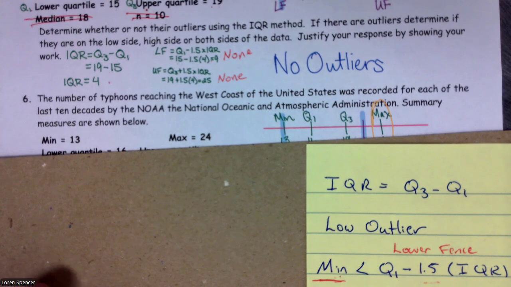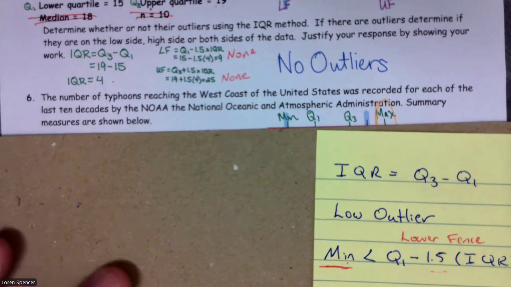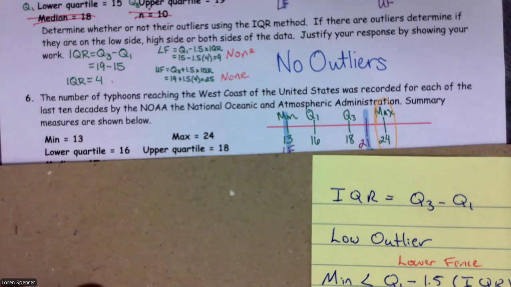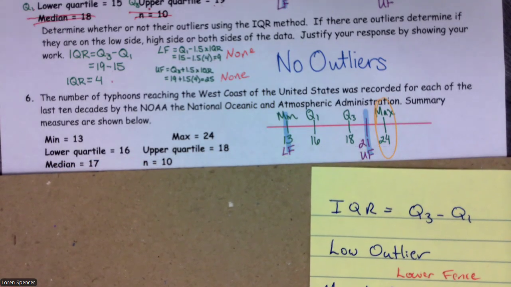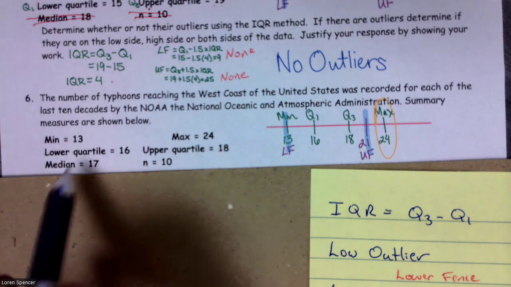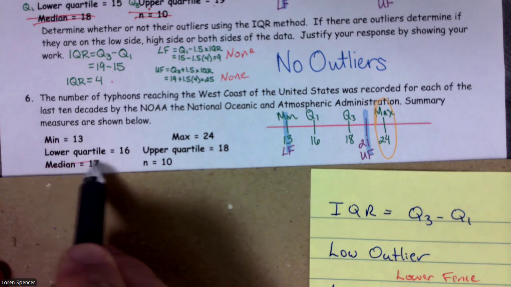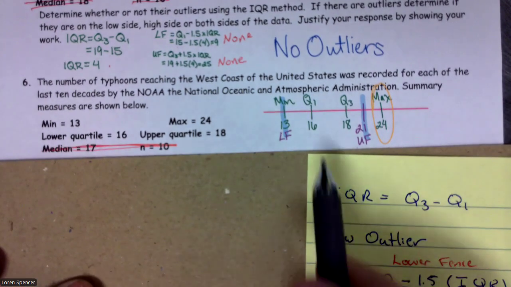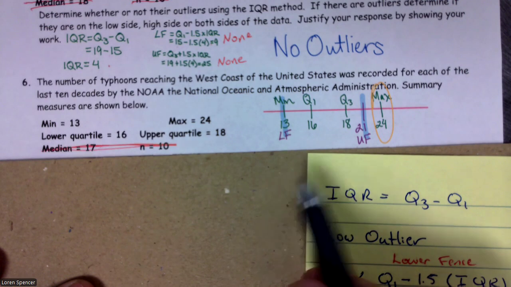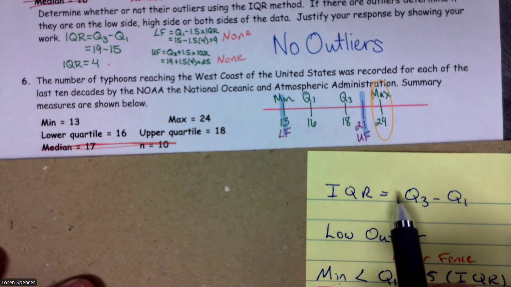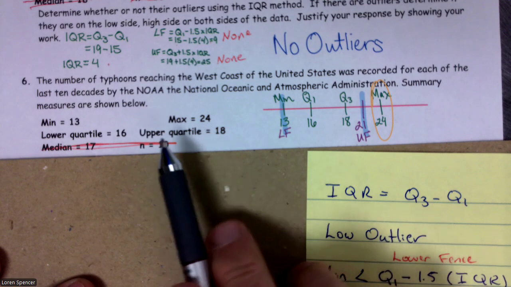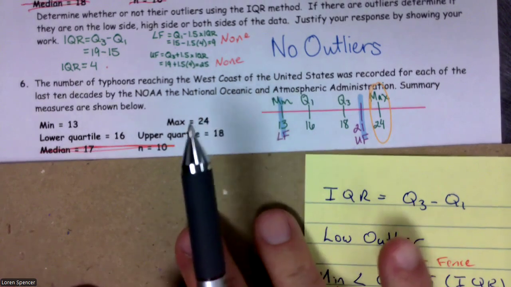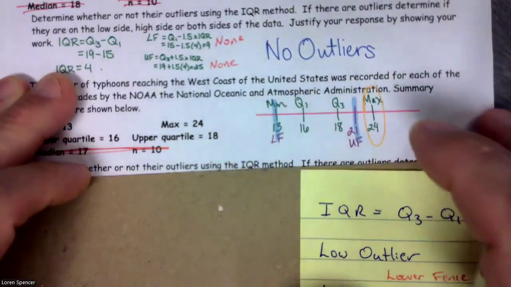All right, we have the same problem, but we have different data. Now we have a minimum of 13, a lower quartile of 16, an upper of 18, a max of 24, a median of 17, and a sample size of 10. Once again, to calculate outliers, we don't need that. So we need to calculate our IQR, which is going to be 18 minus 16. So we're going to have an IQR of 2. So let's calculate that and get that written down.